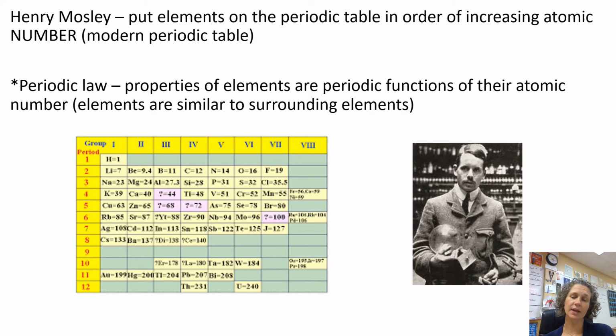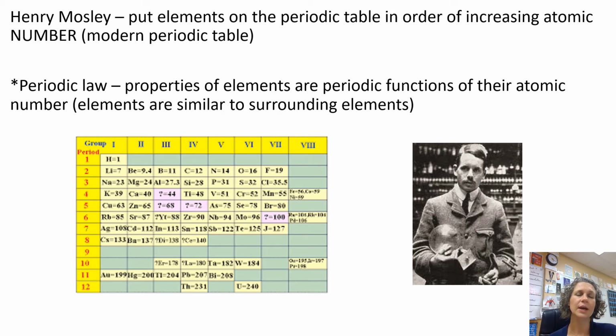So our next guy is Henry Moseley, and he actually is considered the father of the modern periodic table, because once they discovered isotopes, they realized that this whole mass number thing wasn't a bad idea really, but you just didn't have whole numbers.